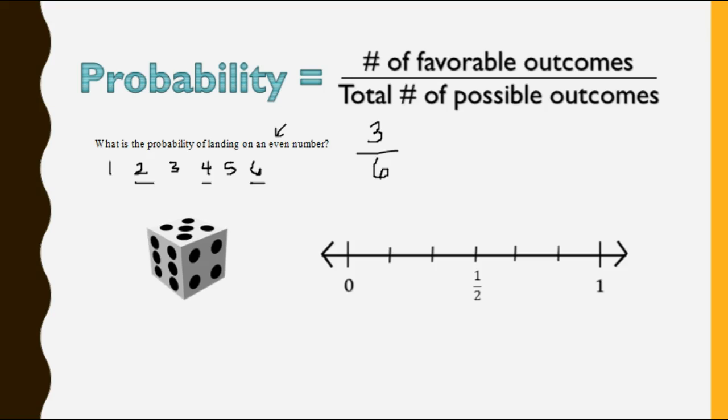So 3 out of 6, or if you simplified that, that would be 1/2. So this would be like 0 out of 6, 1 out of 6, 2 out of 6, 3 out of 6, or 1/2, 4 out of 6, 5 out of 6, or 1, which is the same as 6 out of 6. So the way that you would put that on a number line is just to land it right where it should be. 3 out of 6 is right in the middle. So the probability would be 1 in 2 chances, or 3 out of 6 chances, of getting an even number.